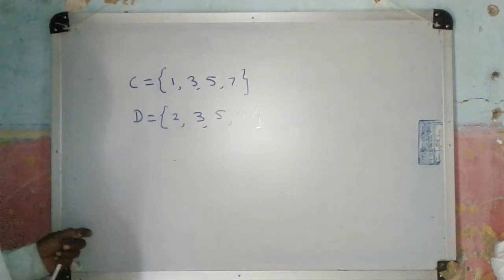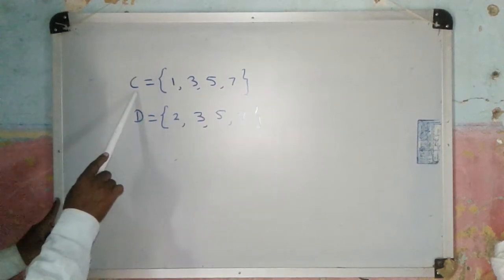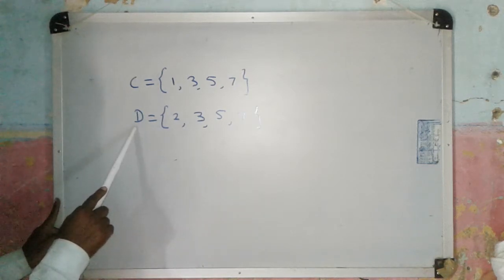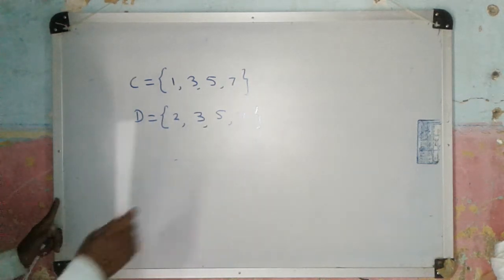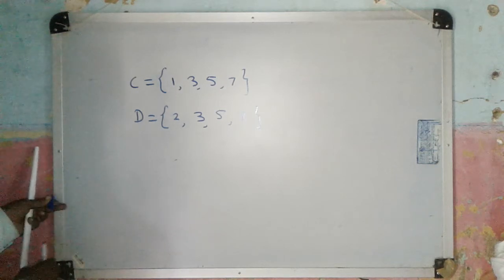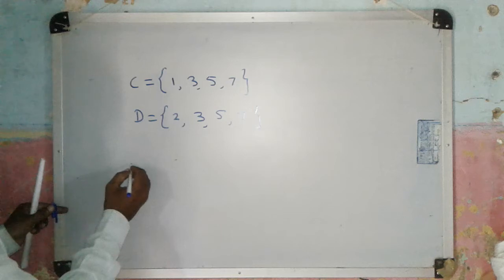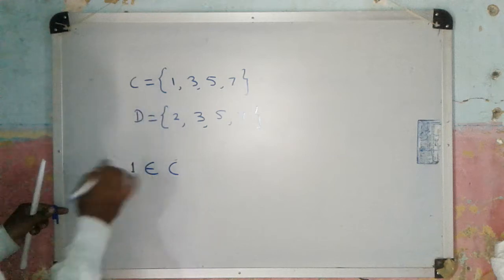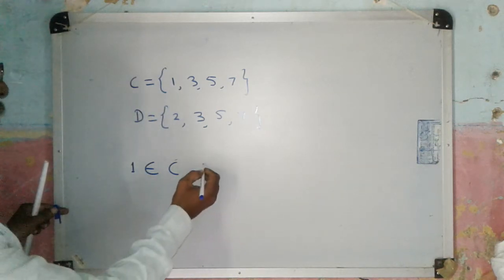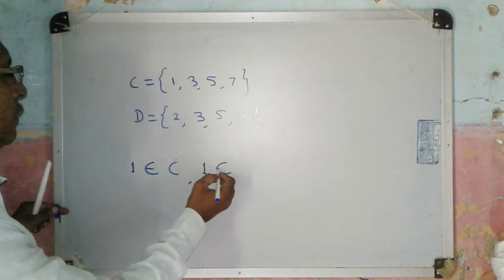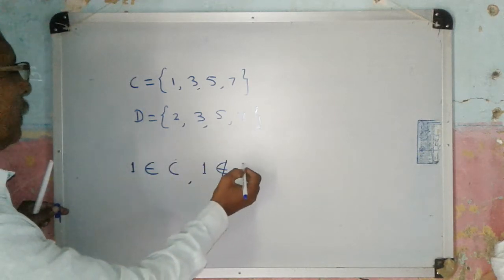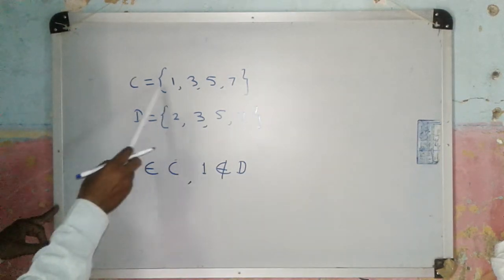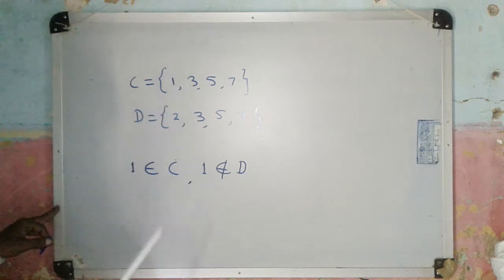Now see here another example. Two sets are here. Set C, the elements are 1, 3, 5, 7. And set D, the elements are 2, 3, 5, 7. Now see here. 1 is an element of set C, but 1 is not an element of set D. 1 is in set C, but it is not in set D.